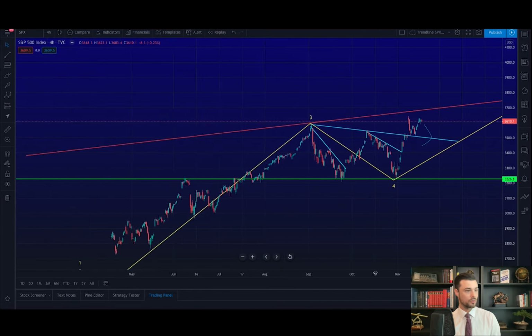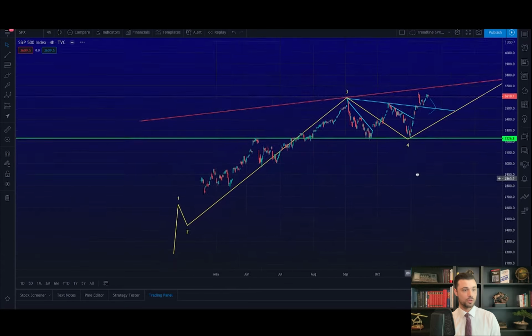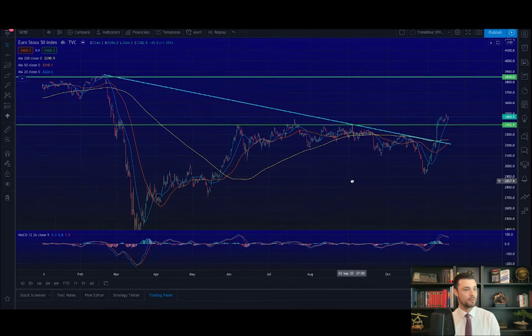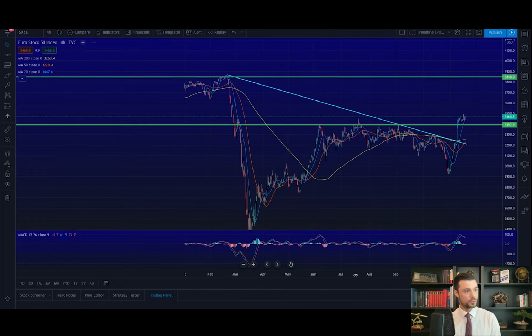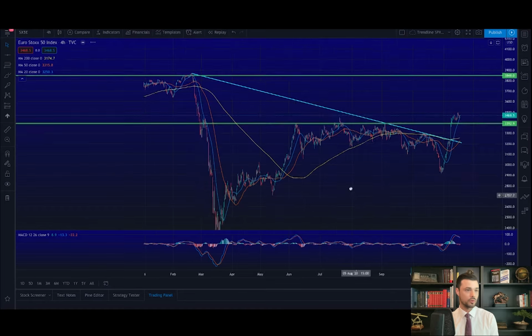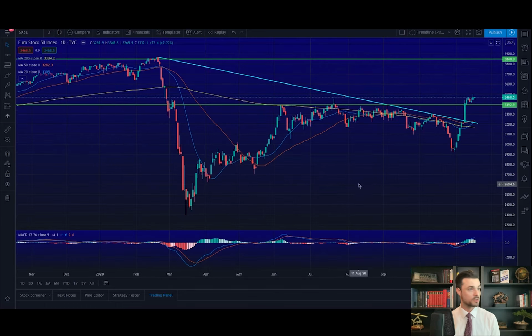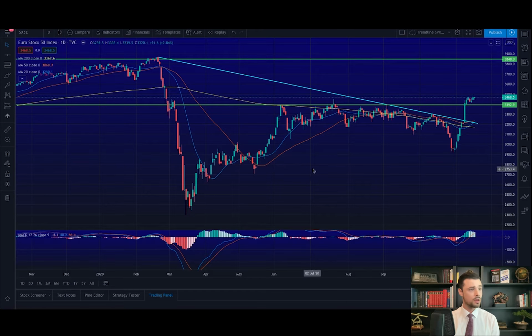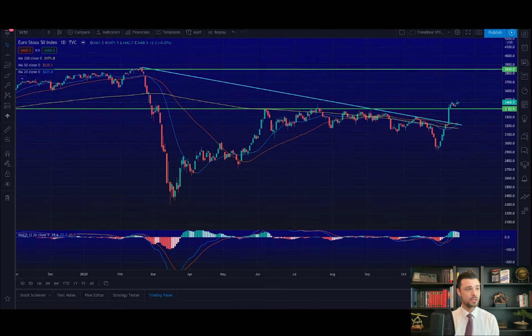Let's have a quick view on the Euro STOXX, see how the Euro STOXX is behaving. So, this is February, so this is the highest level the Euro STOXX actually traded before the COVID crisis. So let's start with the daily chart. Same as before, I'm using my moving averages, I'm using the MACD, and I try to make some trend lines.